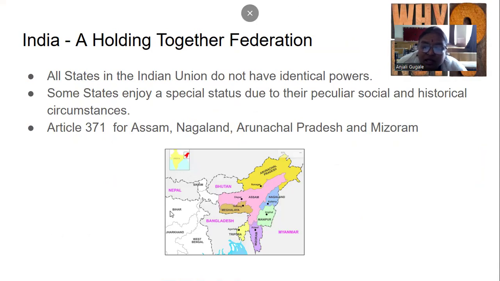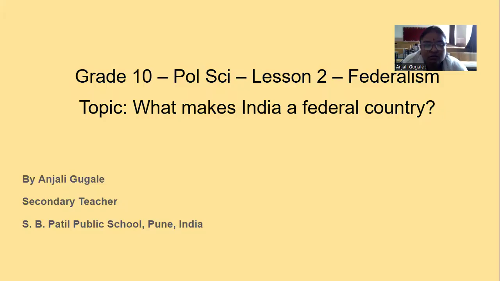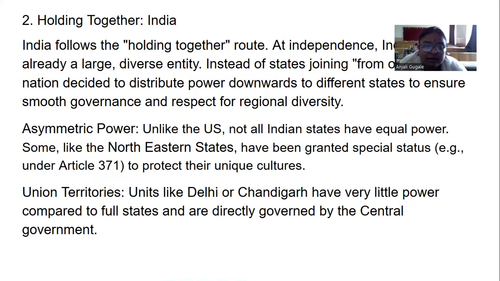You can see all these are northeastern states, Meghalaya, Assam, Arunachal Pradesh, etc. They all come under Article 371, and have been protected and given a special status to protect their sovereignty, their identity and their culture, and also the opportunities for people for their social and economic development.